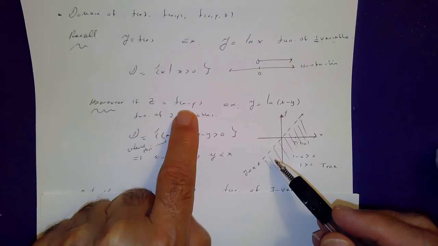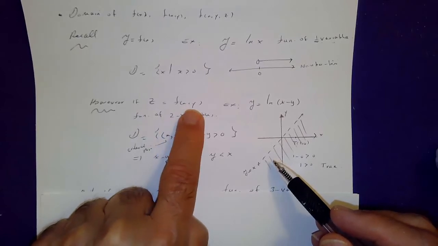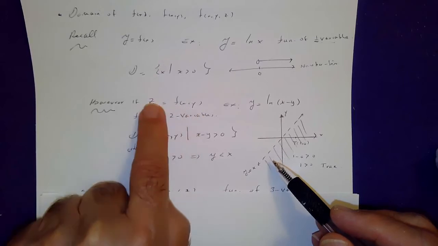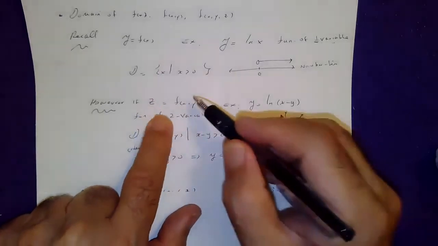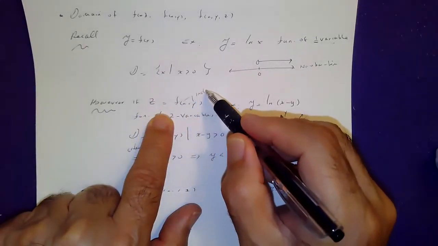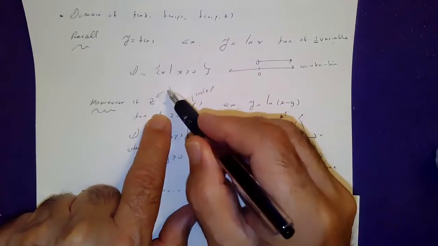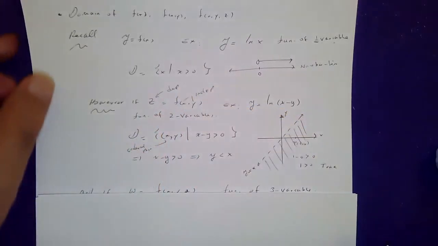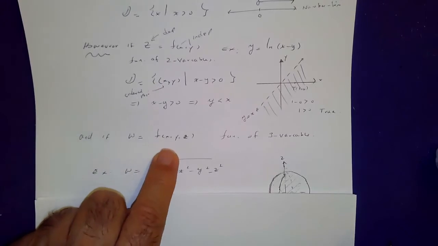So you need to come up with a curve and shade the proper region when you're dealing with a function of 2 variables. That's what this is called, because you have 2 independent variables. This guy is dependent. So remember, these are independent variables, and this guy is the dependent variable.